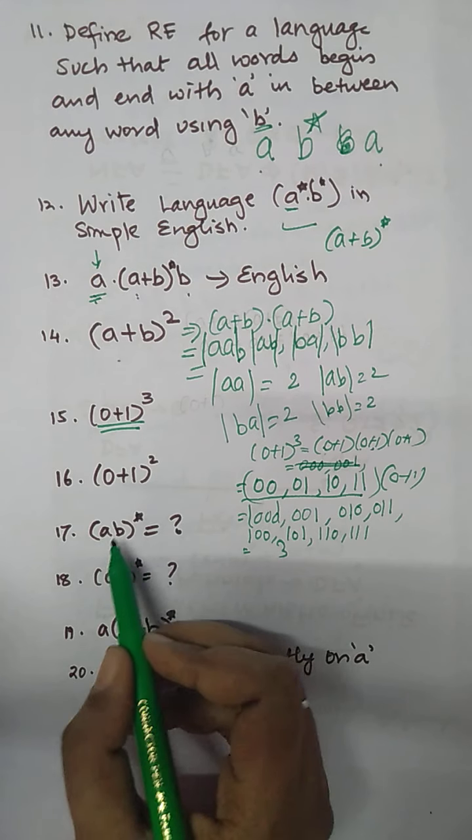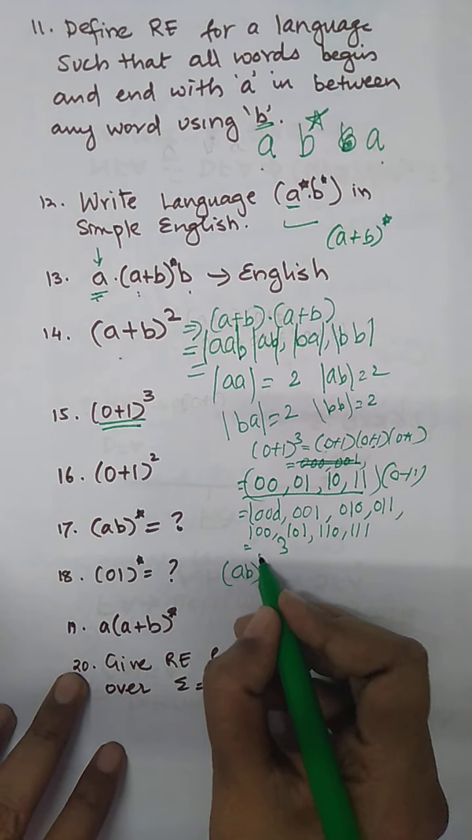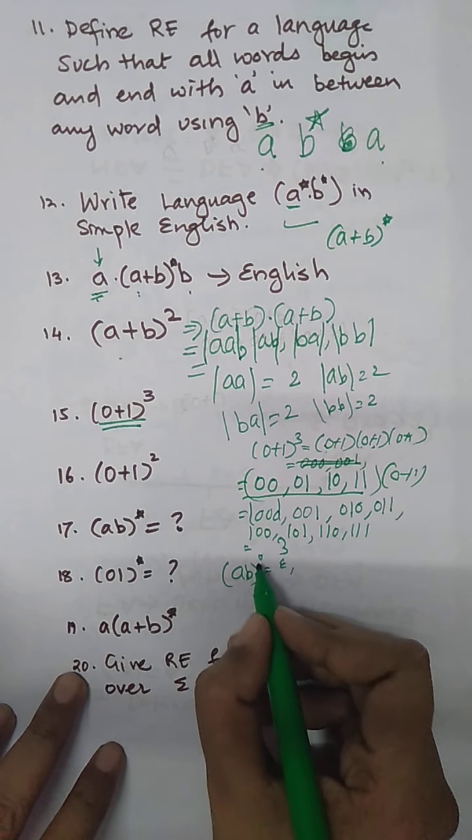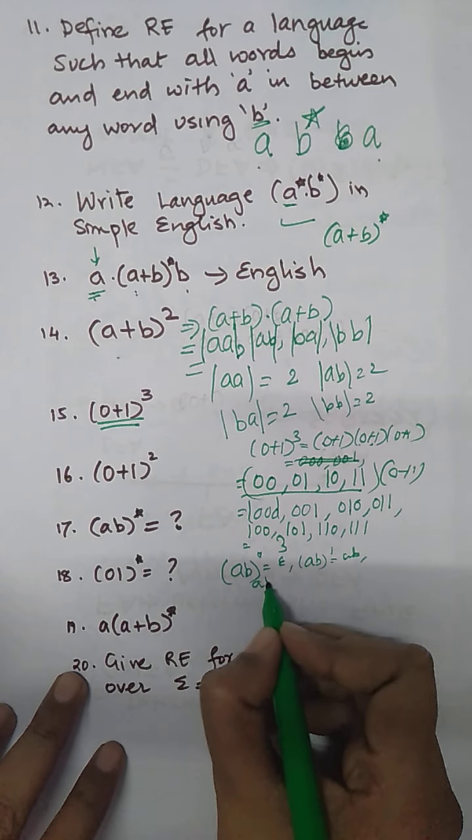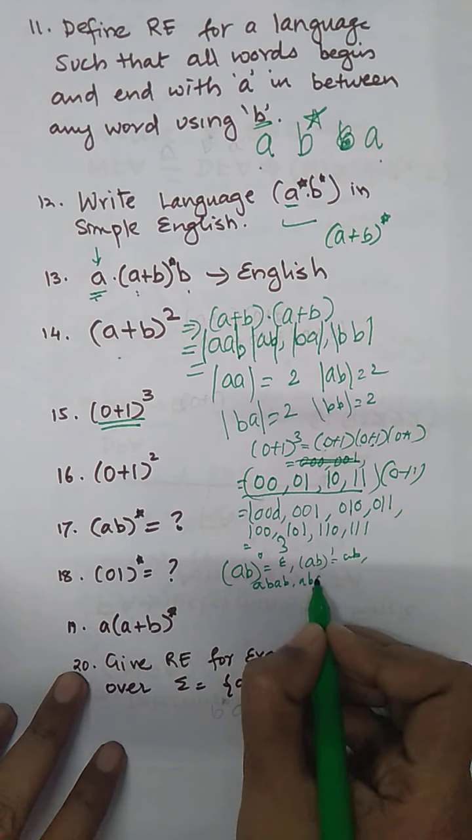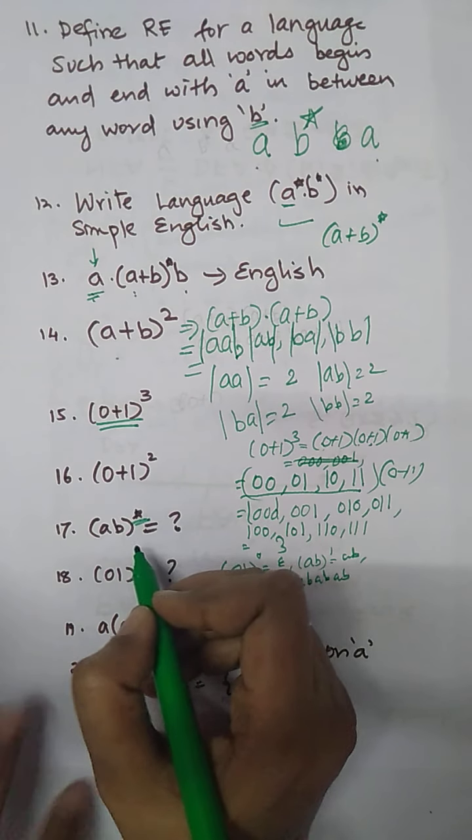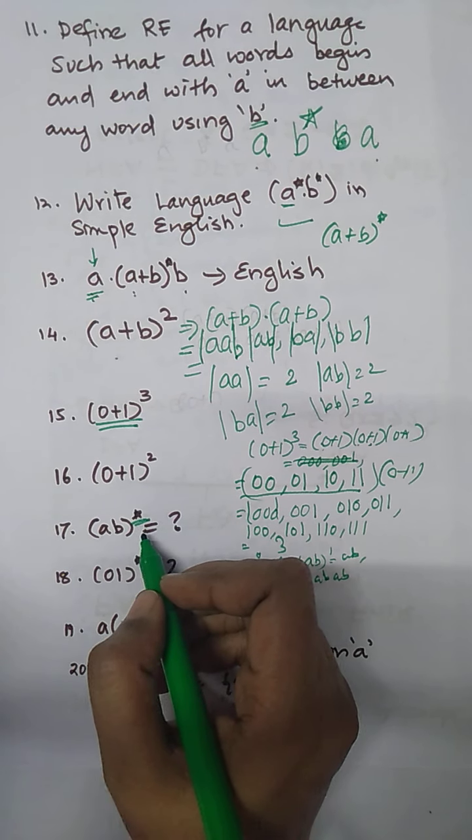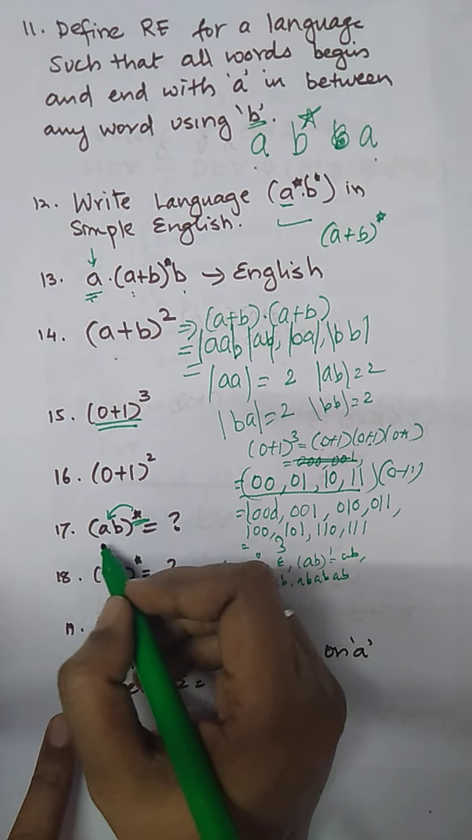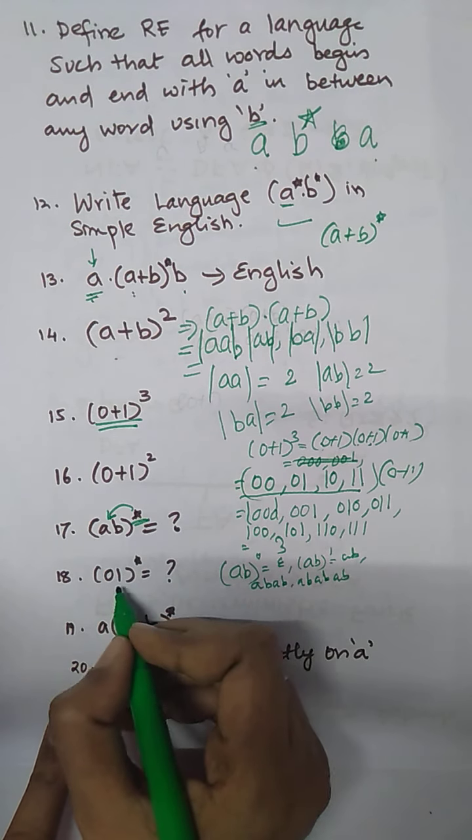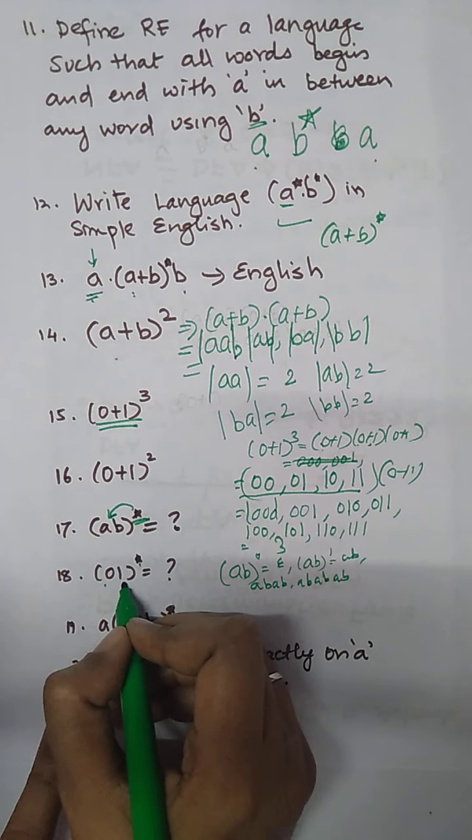Now (a plus b) the whole square, solve it. So how are we going to solve it? (ab) raised to power 0, then (ab) raised to 1 will be ab, (ab) raised to 2 will be abab. That means all the possible combinations of whatever is present within the bracket. This closure always gives all the possible combinations of whatever is within the bracket. Here also, (0 1) raised to closure gives all the possible combinations of zeros and 1.